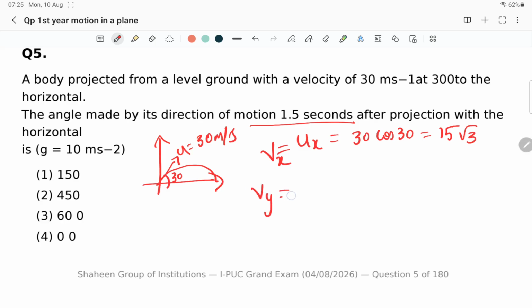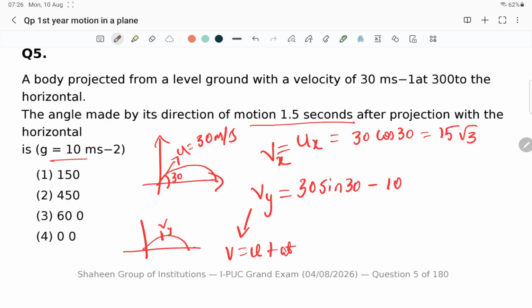Then comes Vy, which is at 1.5 seconds after, since it says angle made by its direction of motion 1.5 seconds after. So somewhere in this journey, after 1.5 seconds, we can say velocity v. I am talking about Vy. Vx we have already found. Vy can come from the simple equation v equals u plus at. Keep that in mind. Now Vy can be written as u sin theta, that is 30 sin 30, the initial velocity, minus g, which he has given as 10, into t, which he has given as 1.5.